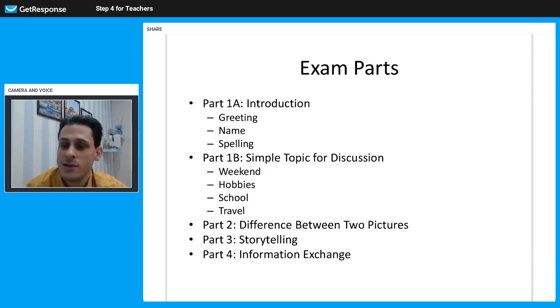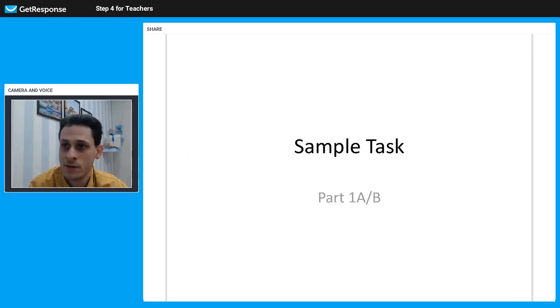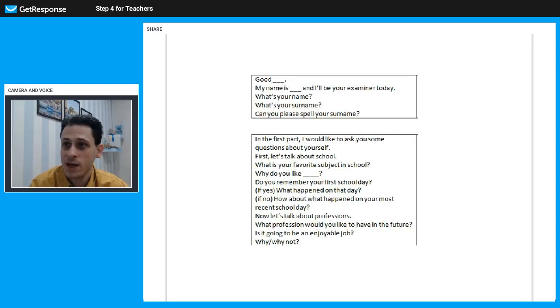Part 2 is similar to some lower levels where they have to talk about the differences. Part 3, storytelling, just like in the previous one, and the last part is information exchange, which is new to this level. So let's take a look at some sample tasks.